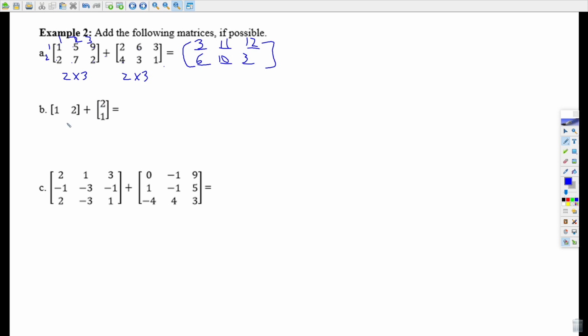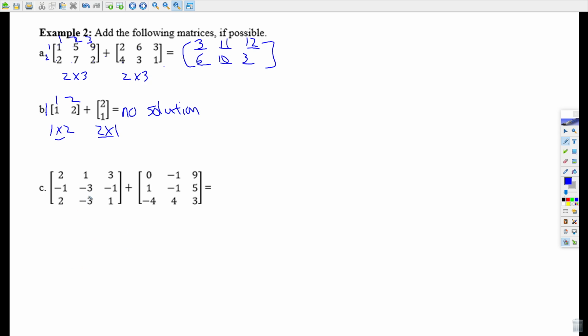All right, the second one. This one should prove to be a little problematic because if you look at it, we have a 1 row, 2 column matrix. This is a 1 by 2. And then look what this one is. Clearly not the same thing. This is going to be a 2 by 1. And since they're not the same, there is no answer. I'm just going to write no solution. No matrices could be added together like that because they don't have the same dimensions.